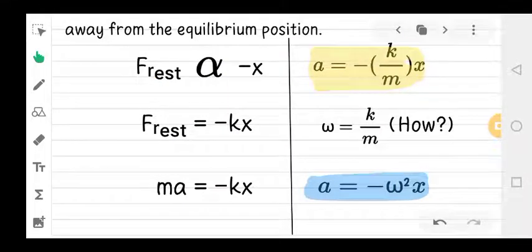Now, if you look at it, this is the restoring force. It's proportional to what? To the negative of displacement. Now, for the restoring force, if we remove our proportionality sign and put a constant there, F is going to be minus Kx. But if you remember from Newton's law of motion, we can write F as what? Ma. If you can write F as Ma, it means that Ma must be equal to minus Kx. And that's what we have here. So if you divide both sides by M, we are going to have a equals minus K over M x.